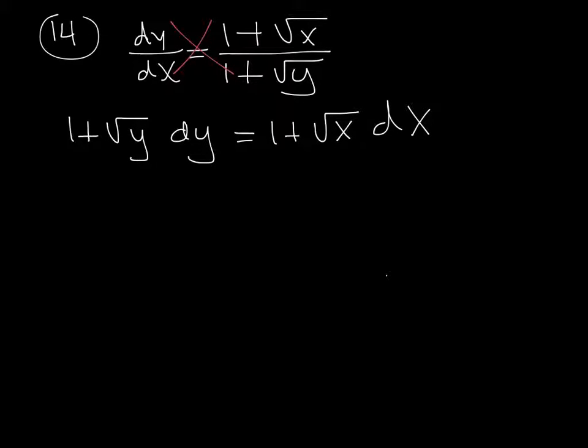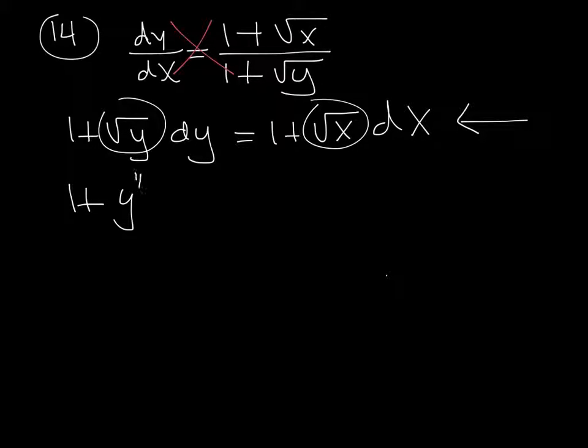And oh, this is nice and easy. We have our function of y, our f of y dy, g of x dx. So we've separated our variables. We can integrate, but before we do that, we can rewrite these radical functions as powers because we're going to use the power rule. So we have (1 plus y to the half) dy equals (1 plus x to the half) dx.